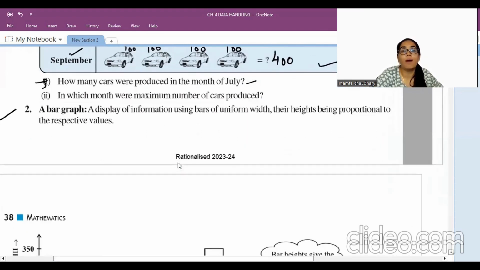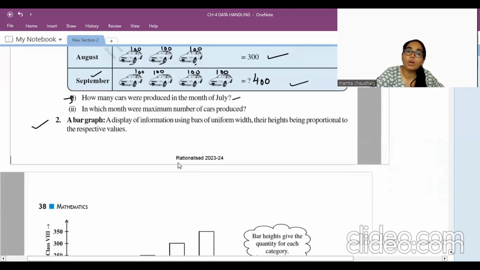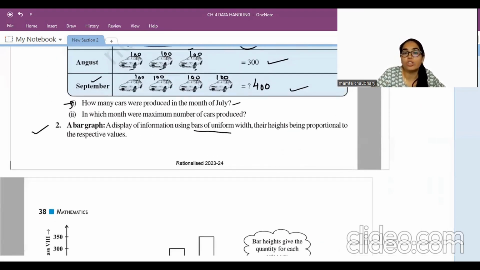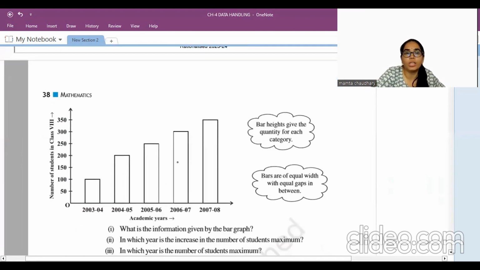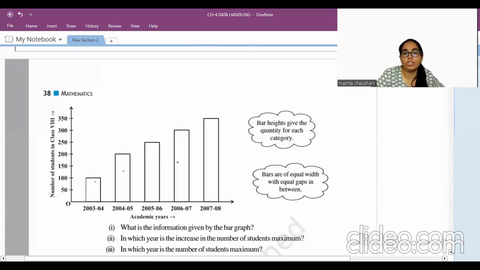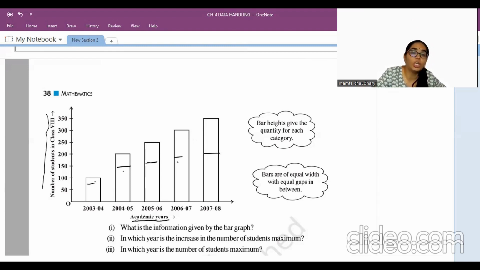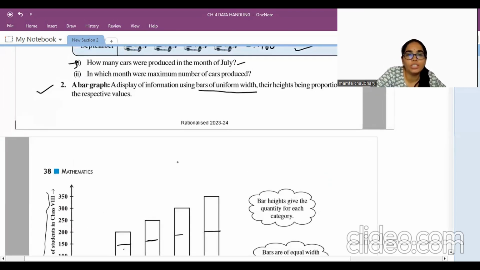The second one is the bar graph. A bar graph is what? A display of information using bars of uniform width. So here you can see these are the bars and their width is uniform. It means it is the same. And according to the given data, we draw this. Fine. Now here, what is the information given by the bar graph? What is it telling? Academic year here and number of students in class 8. So what information is it telling? It is telling the number of students in grade 8 in different sessions.